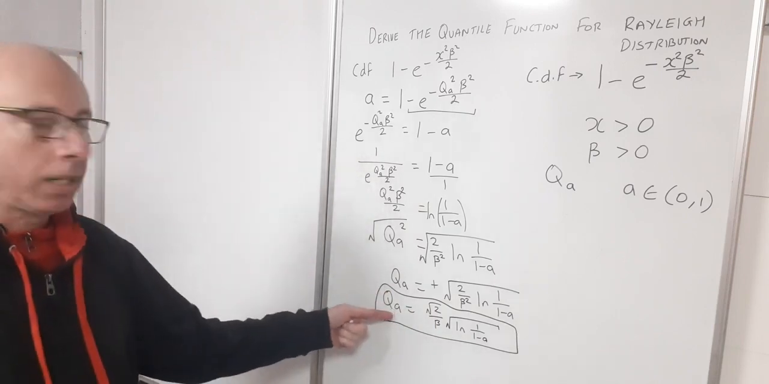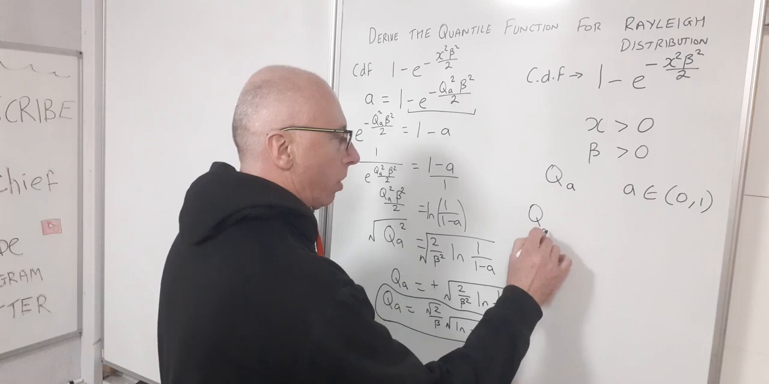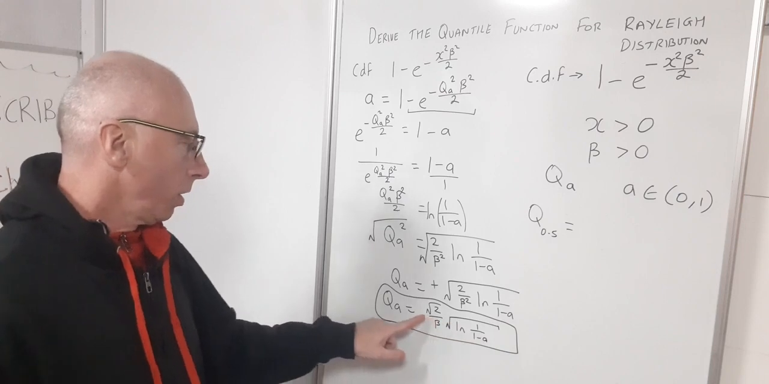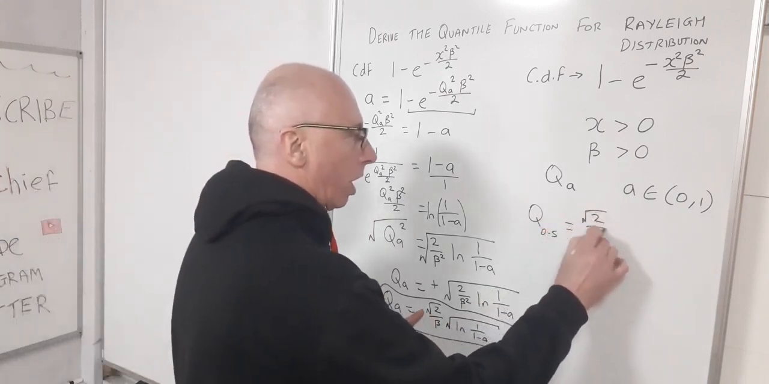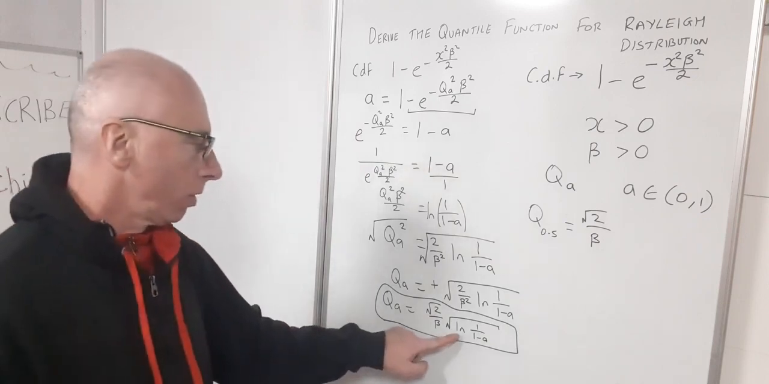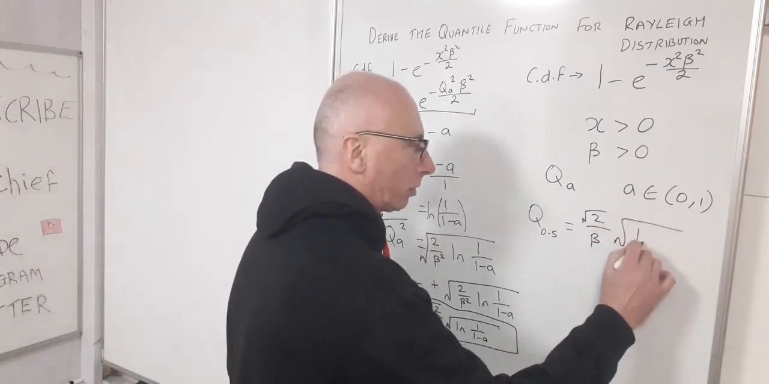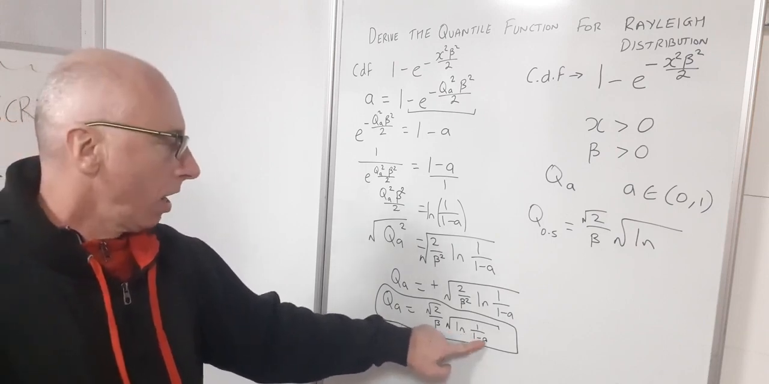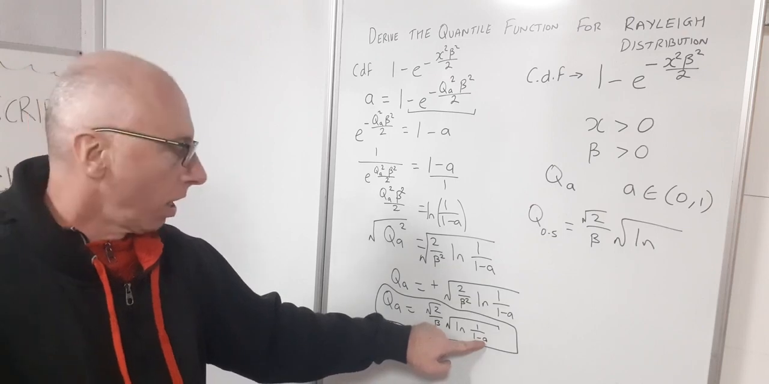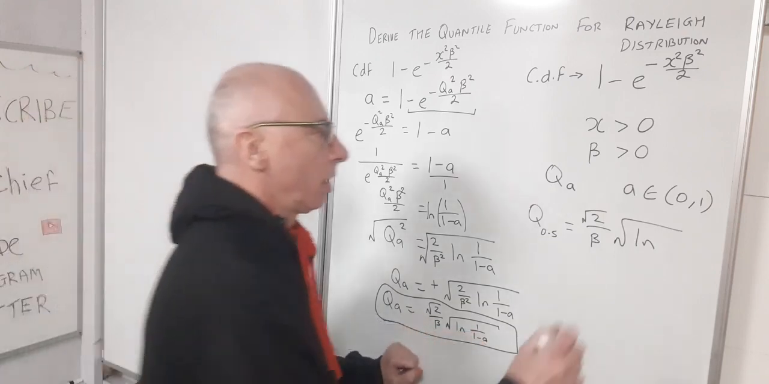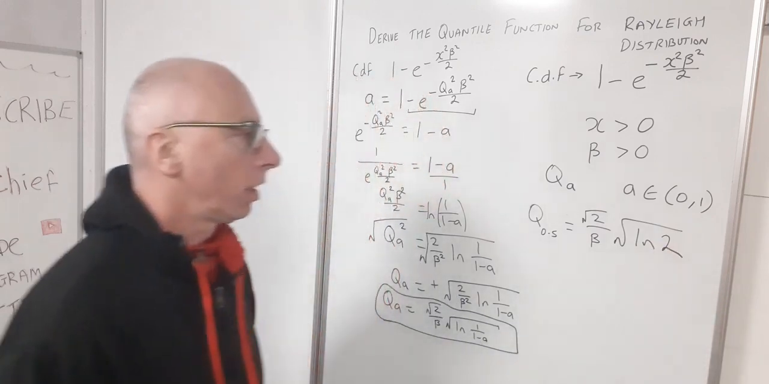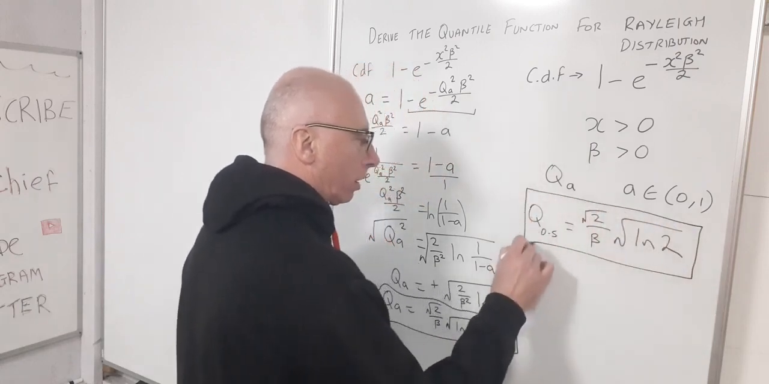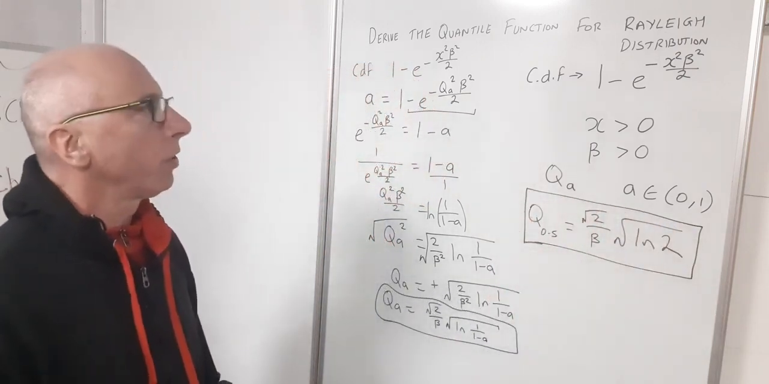So basically, if I want my median, so Q of 0.5, I just plug in A to be 0.5 on this side. So square root of 2 over my parameter beta, square root of the log of 1 over 1 minus A. Well, if A is a half, 1 minus a half is a half. 1 divided by a half is 2. So then that's the square root of the natural log of 2. So that would be my median. Okay, so that's our quantile function for the Rayleigh distribution.